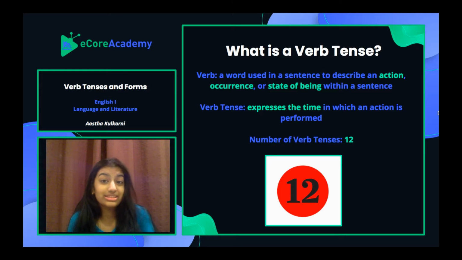A verb tense, as I mentioned previously, expresses the time in which an action is performed. The number of verb tenses there are is 12. You just want to remember there are 12 main verb tenses, and we're going to be going over all of them today. They're grouped into 4 different categories with 3 in each category. You'll understand as I continue, but it's pretty self-explanatory.